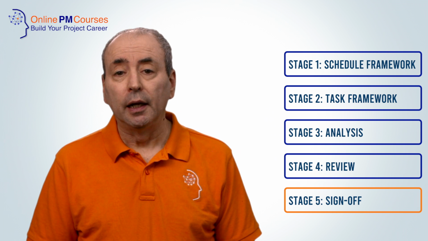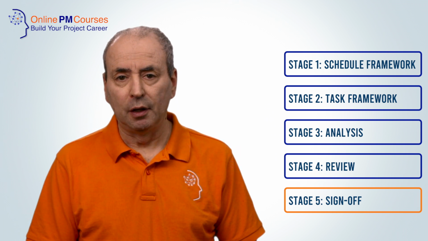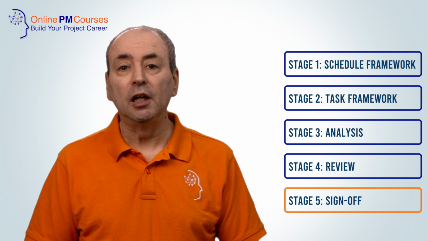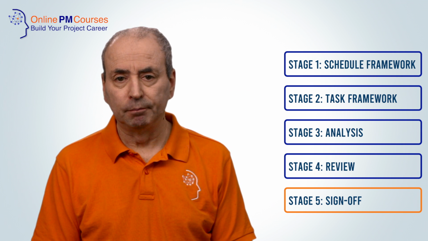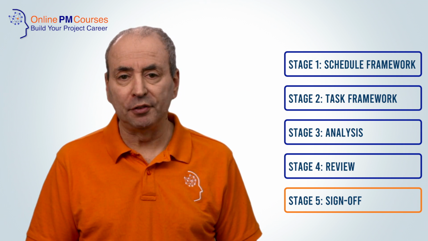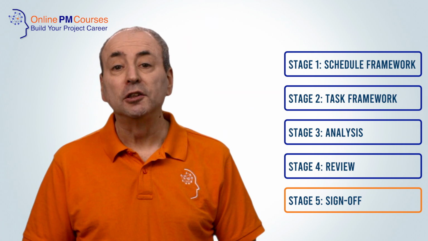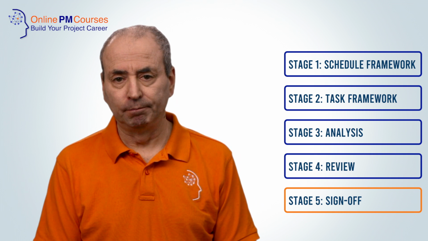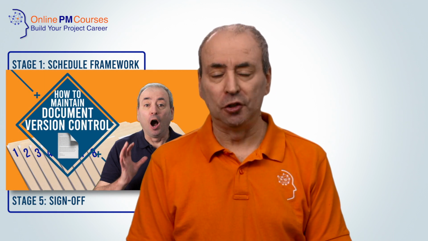Step 19 is to submit your final schedule for sign-off by either your project sponsor, your client, your project board, or your steering group. Step 20 is to up-issue your final draft with comments and changes accommodated to version 1. And step 21 is to place your schedule under version control. And yes, we have a video on that too.